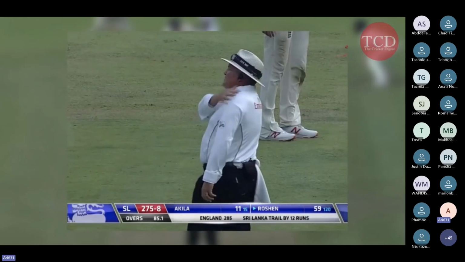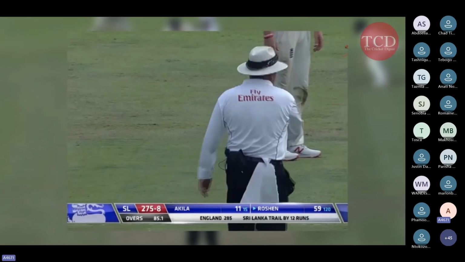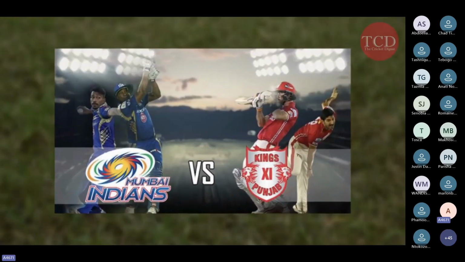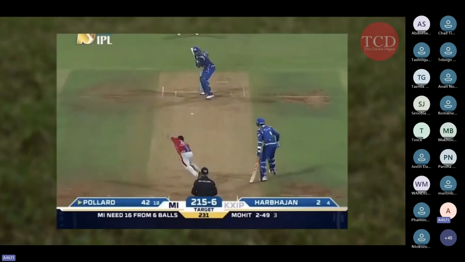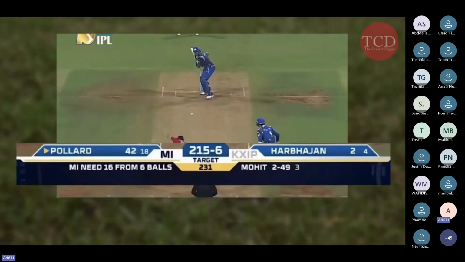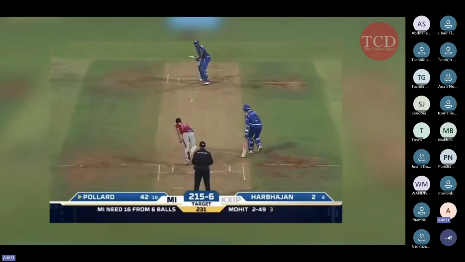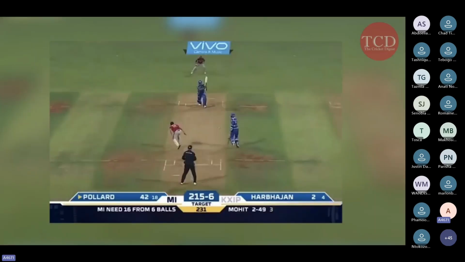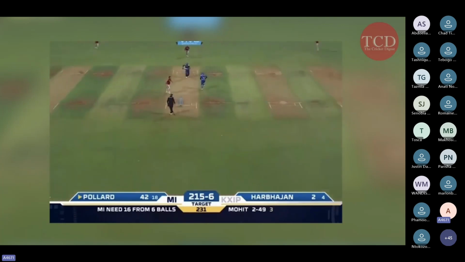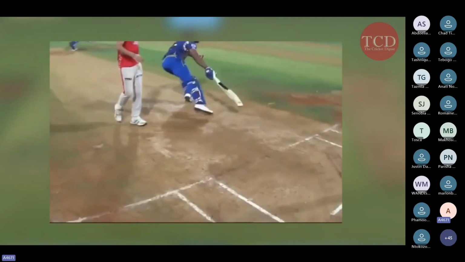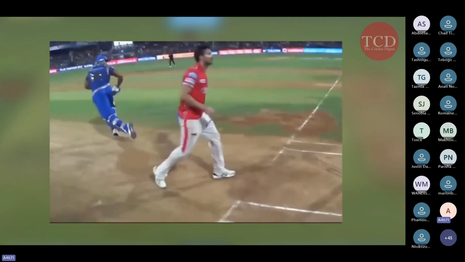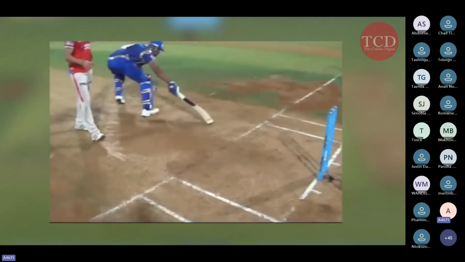5-run penalty for this feels a bit harsh, isn't it? Now let's see why exactly this law exists. In an IPL match between Mumbai Indians and Kings 11, while chasing 231, Mumbai Indians needed 16 runs off the last over. Kieron Pollard, who faces the first ball of the over, strikes the ball and sets off for the run, thinking that he can come back for 2. But upon realizing that he cannot make it, he runs back to the striker's end without completing the first run.